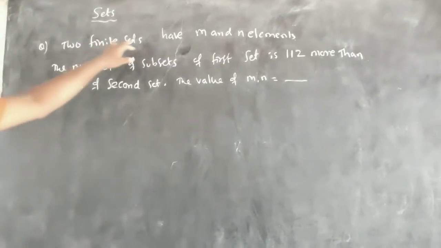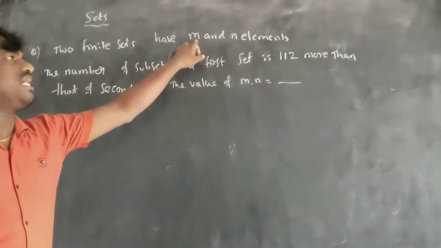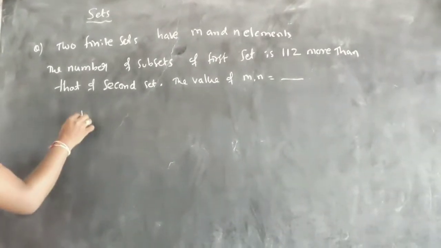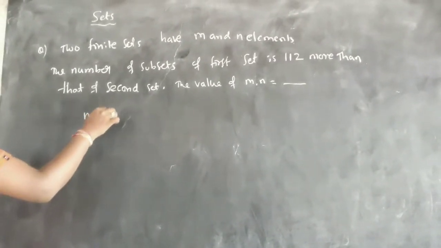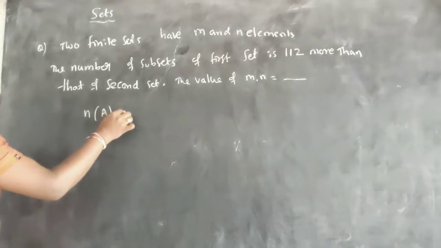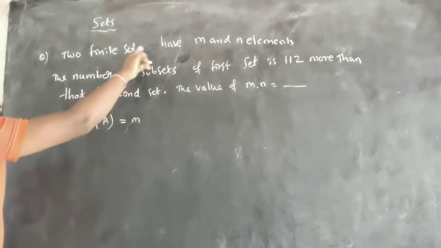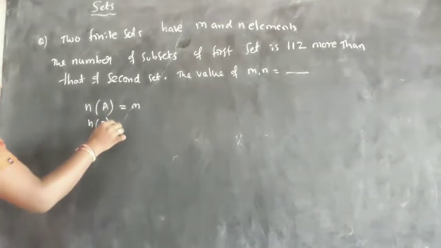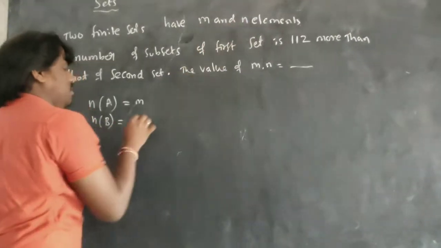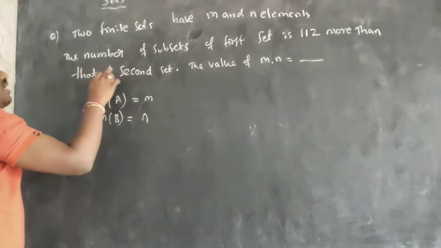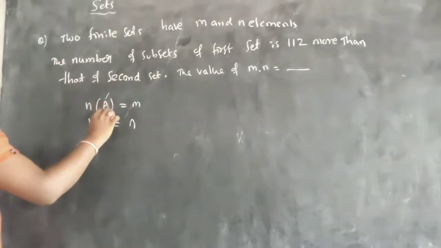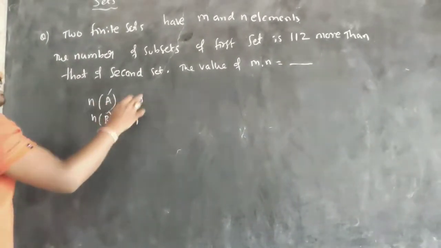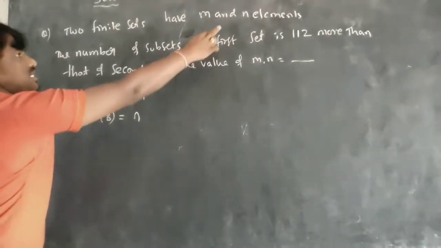Here, two finite sets having m and n elements. Let us take two finite sets. A is one finite set, and A has how many elements? M elements. And let us take another set B, having N elements. One is set A, one is set B. Number of elements of A is M, number of elements of B is N.